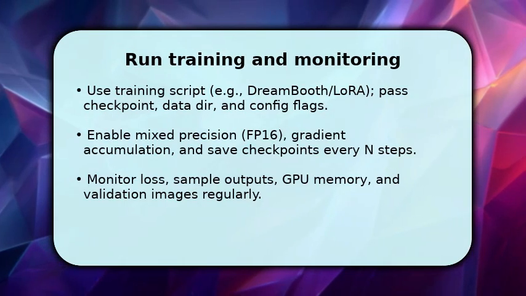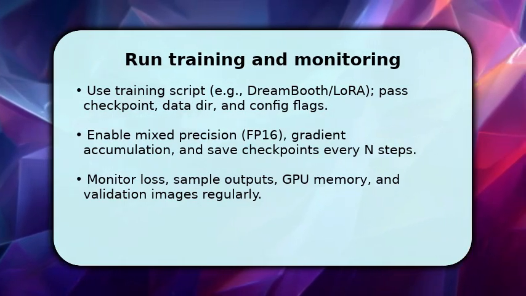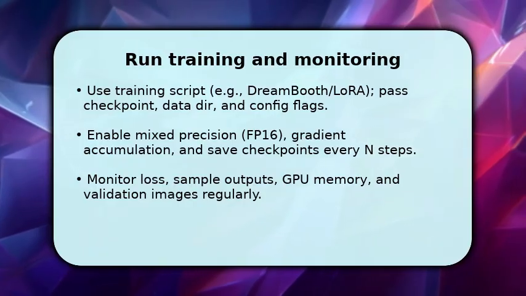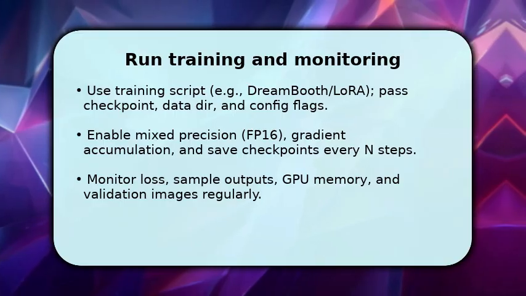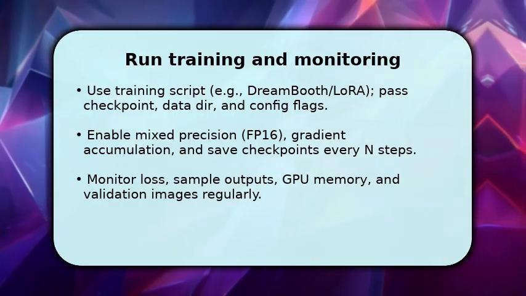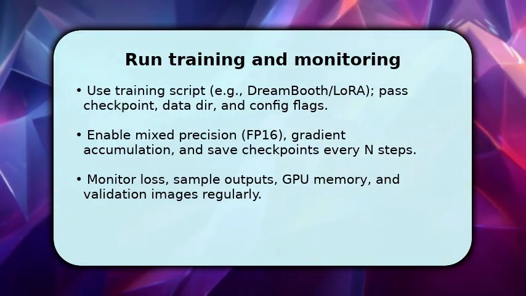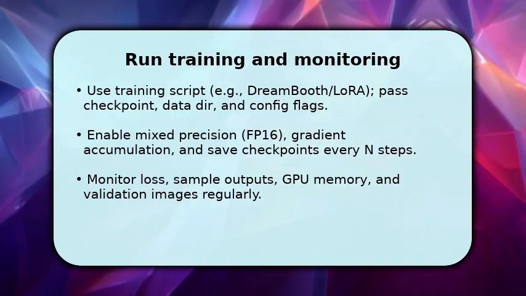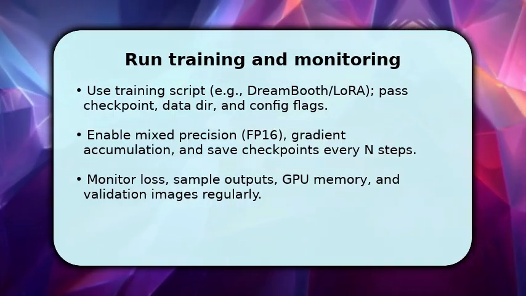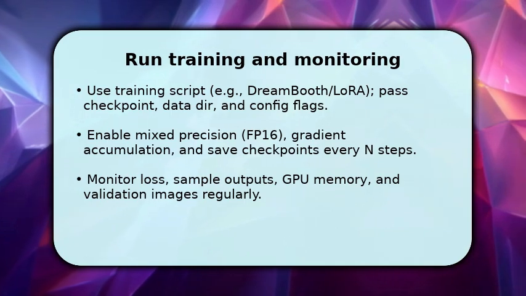You now start the training loop and actively monitor progress to catch issues early. Launch the chosen method, DreamBooth or LoRA, supplying the checkpoint, data directory, and config flags. Enable FP16 mixed precision to save memory. Use gradient accumulation when batch size is limited and set checkpoint saves every few hundred or thousand steps.